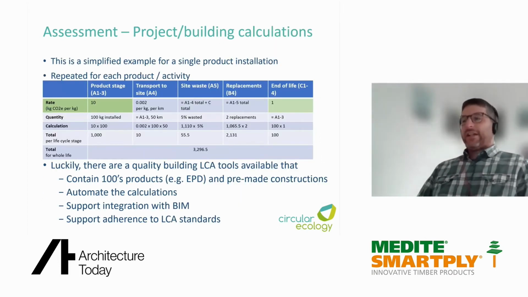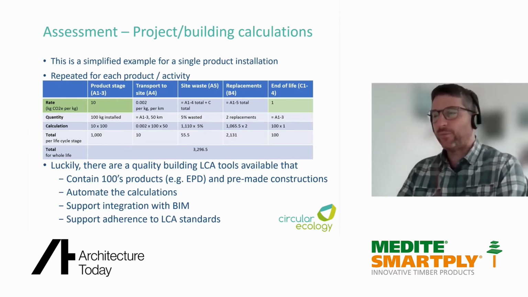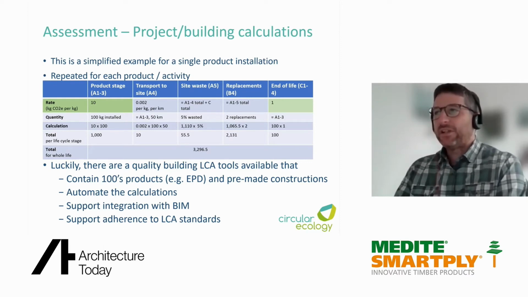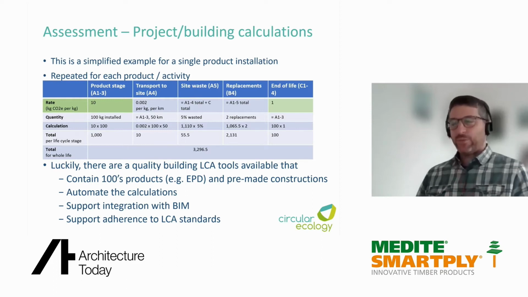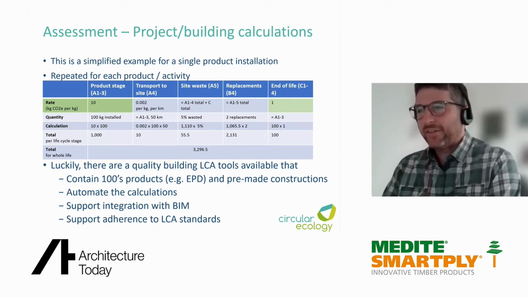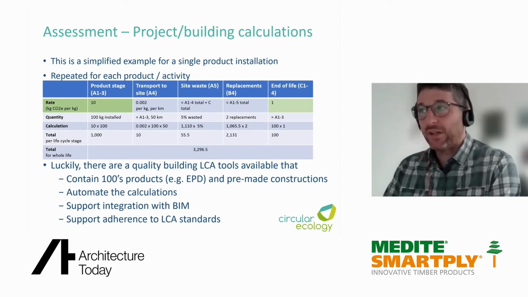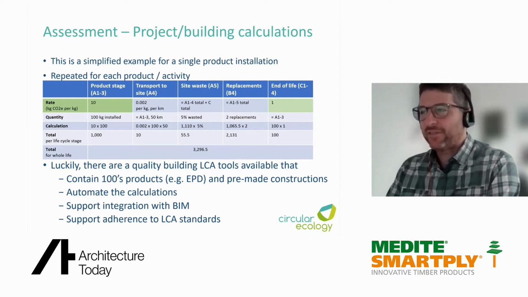So in terms of the calculations, this is a simplified example just for one product. There's more to it than this. It just gives a rough idea. So you've got the data from the EPD, for example in the green cells there, which is the rate of impact. Then you have the quantity in the building that you may have got from the drawings or from the bill of quantities, and that's multiplied and totaled up, and that's your impact for the whole life, if you've included the transport to site, site waste, replacements, and end of life, and that'll be for one product.